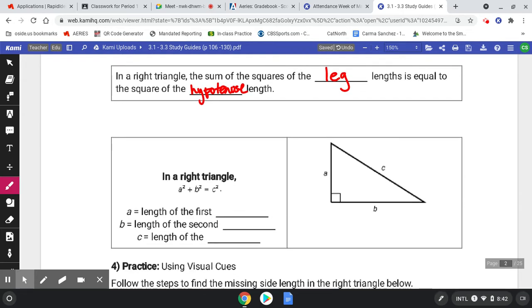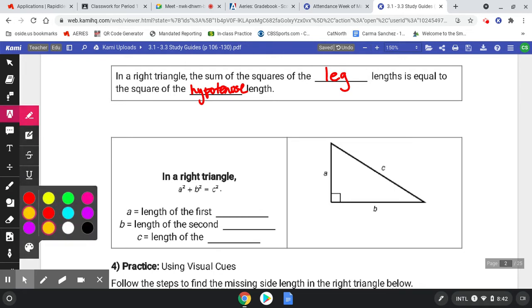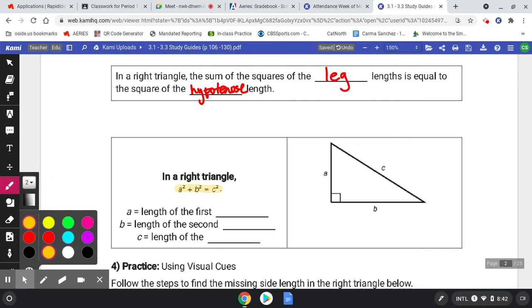Okay, what's that called? Hopefully you remember this. It is a squared plus b squared equals c squared. This is called the Pythagorean Theorem. And you should have learned this in middle school. So a is equal to the length of the first leg. b is equal to the length of the second leg. And c is equal to the length of your hypotenuse.